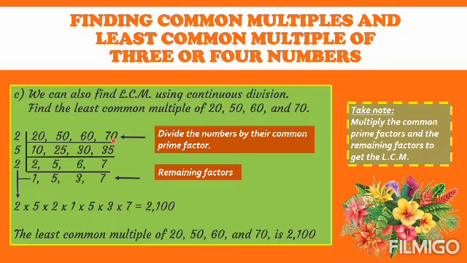So again, divide the numbers by their common prime factor. And this is 2. 20 divided by 2, it's 10. 50 divided by 2, it's 25. 60 divided by 2, it's 30. 70 divided by 2, it's 35.